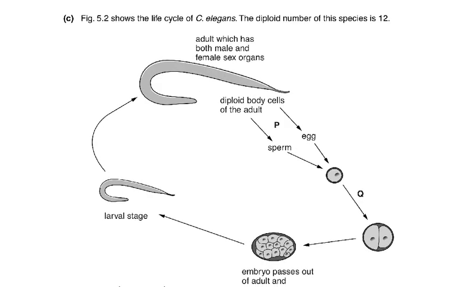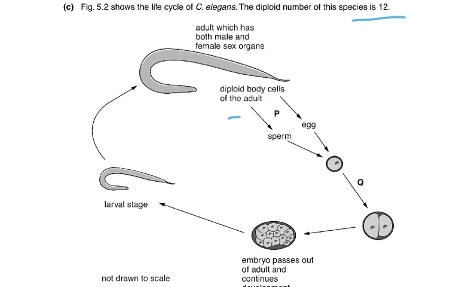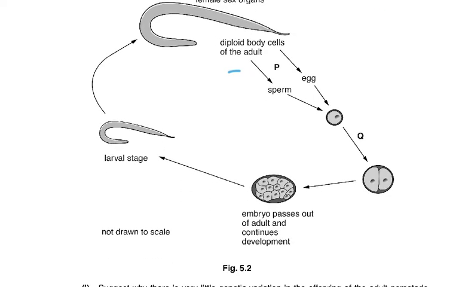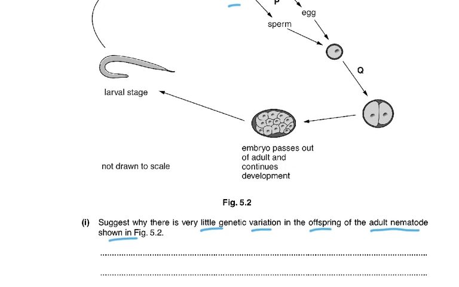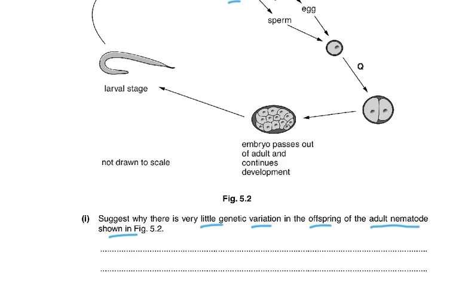The diploid number of this species is 12. Adult male, which has both male and female sex organs. Diploid body cells, P, sperm, egg, Q. Embryo passes out of adult and continues development, not drawn to scale. Suggest why there is very little genetic variation in the offspring of the adult nematode shown in figure 5.2. Gametes are from the same individual, self-fertilization. The only new source of variation will be a mutation, and variation is usually produced by meiosis.